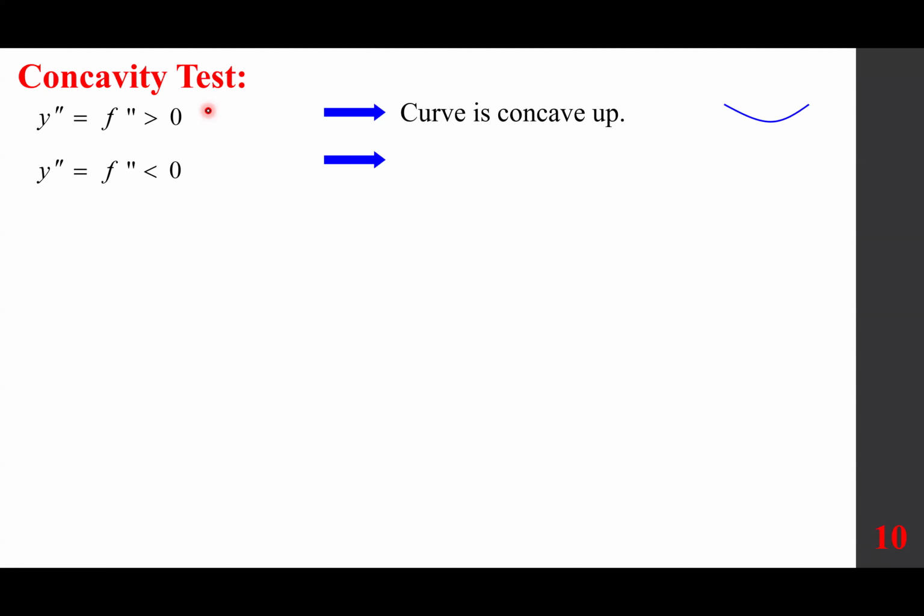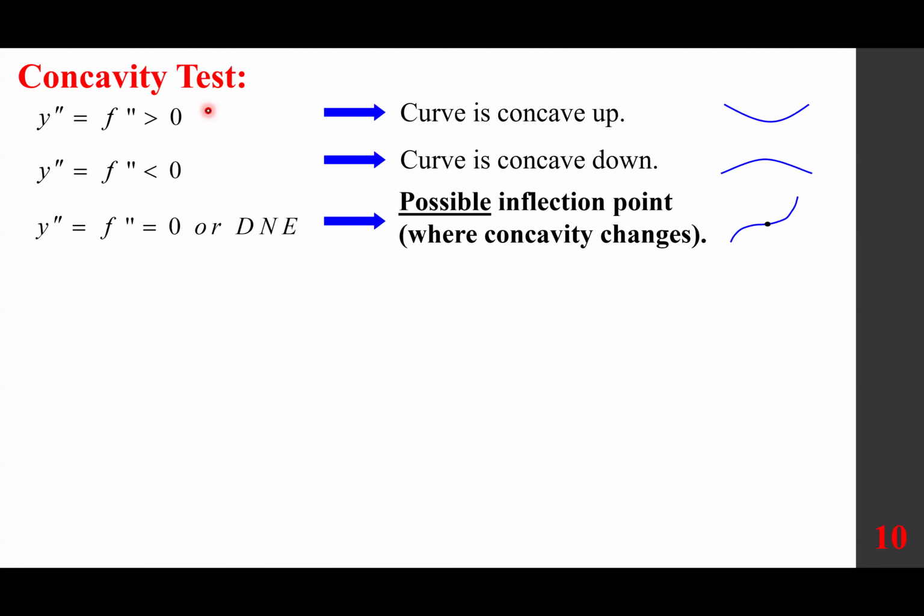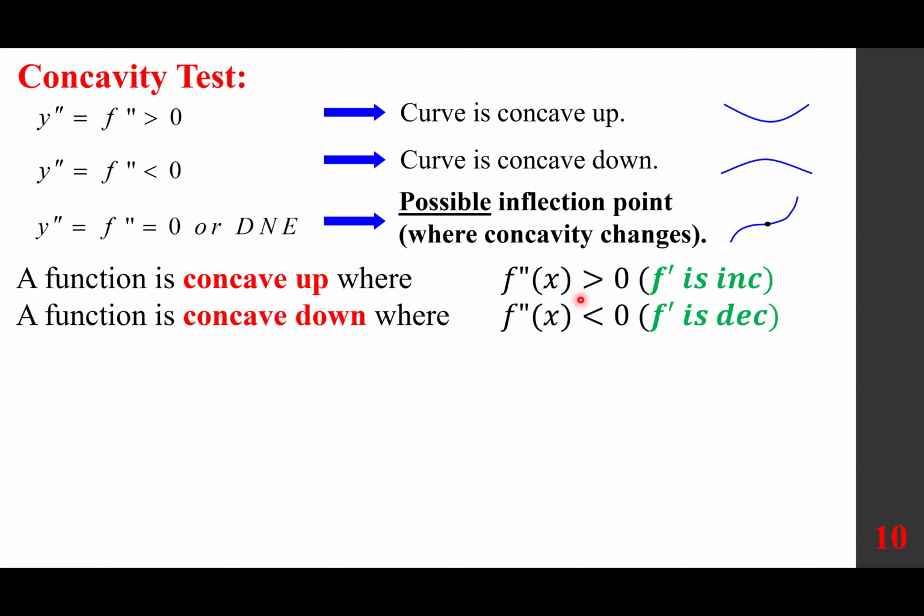We have the concavity test and we have the second derivative test. And what are those? We take the second derivative, y double prime or f double prime. Curve is concave up if it's positive. Curve is concave down if it's negative. So where f double prime or y double prime is 0 or doesn't exist, those are possible inflection points. So a function is concave up where f double prime is positive, meaning f prime is increasing, and it's concave down where f double prime is negative, meaning f prime is decreasing. And you use a sign graph for this test.